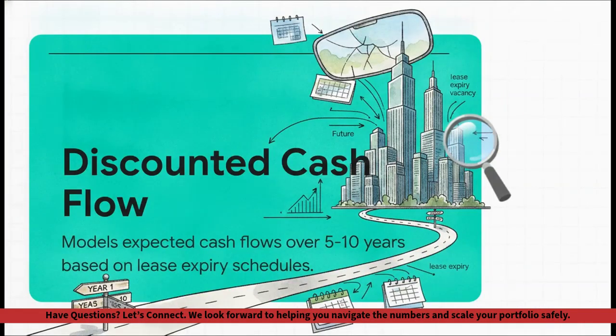Finally, we have the discounted cash flow, or DCF model. This is the ultimate tool for forcing yourself to look through the windshield instead of the rearview mirror. DCF models your actual expected monthly and annual cash flows over a 5 to 10-year horizon. It meticulously accounts for specific lease expiry schedules, projected vacancy times, and realistic market absorption rates. It brings the messy reality of the future straight into your present-day valuation.